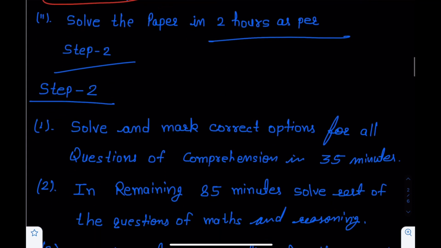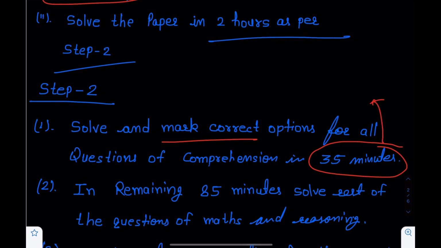So what is the step 2? The step 2 is very significant because you need to solve all of comprehension. You need to mark the correct options that you can reach to in 35 minutes. So for example, generally there are about 24 to 28 questions from the English comprehension section, and you need to solve them within 35 minutes.